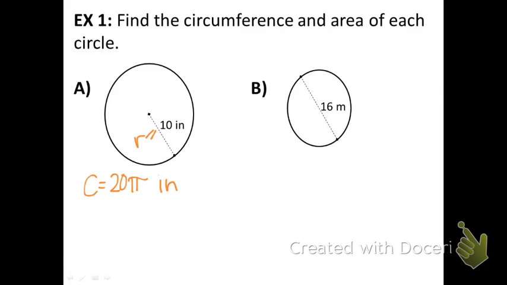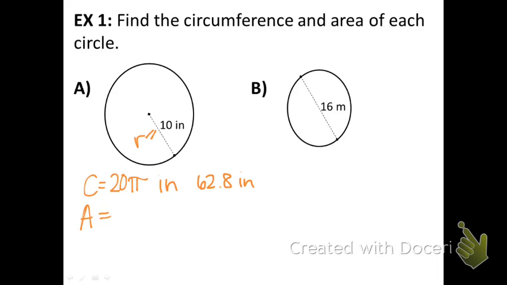The only other thing that you could do with that is actually multiply 20 times pi, and it would give you about 62.8 inches. That would be an approximation, and I don't care which one you give me. I'll probably leave my answer in terms of pi, but that's an exact answer. This is an approximate, so whichever one you want to give me, I don't care. I'll probably just show you in terms of pi from here on out on your answers.